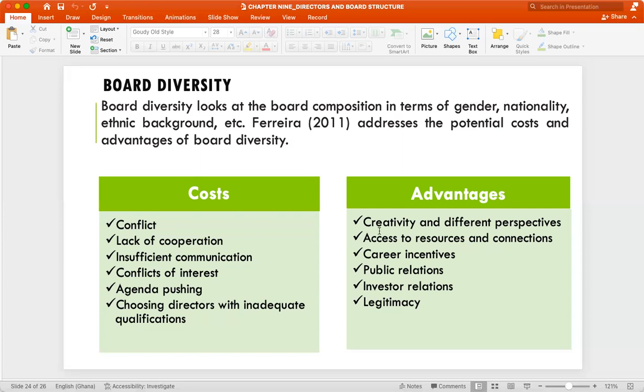But there are advantages. One is creativity and different perspectives. You have different people coming together, so there is a likelihood that there will be more creative ideas than with people who think alike. It could also lead to access to resources and connections, because you're tapping from people from different backgrounds and different affiliations, and so it can lead to the acquisition of resources and connections to other areas. Then there are career incentives.